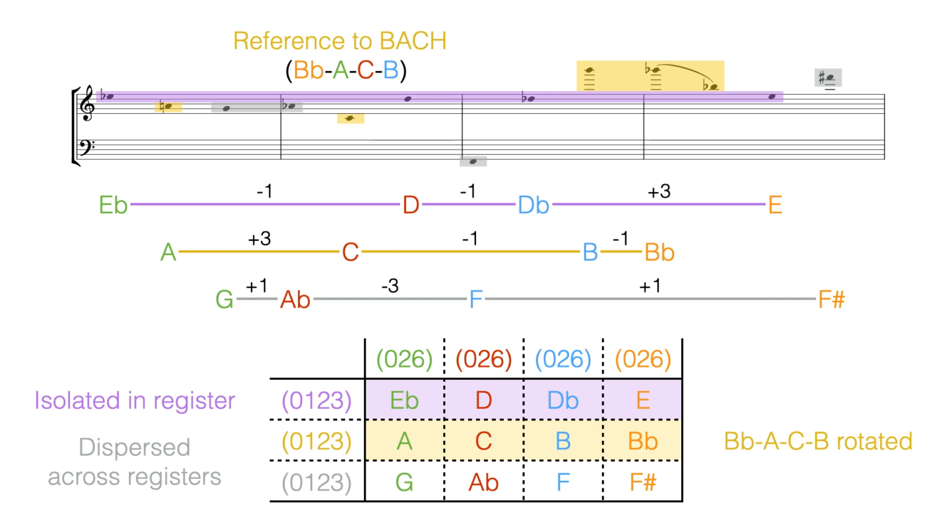In this progression, each of the lines is a 0, 1, 2, 3, the set type of the Bach cipher. E flat D, D flat E. A, C, B, B flat, Bach's musical signature, rotated to start on A, and G, A flat, F, F sharp.